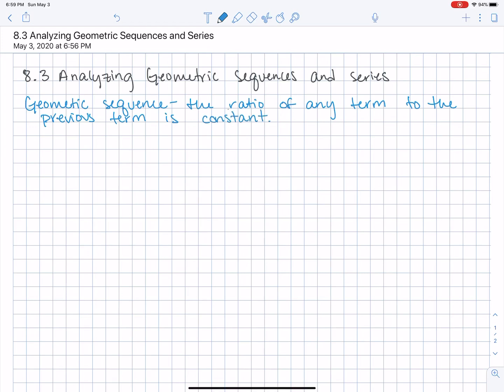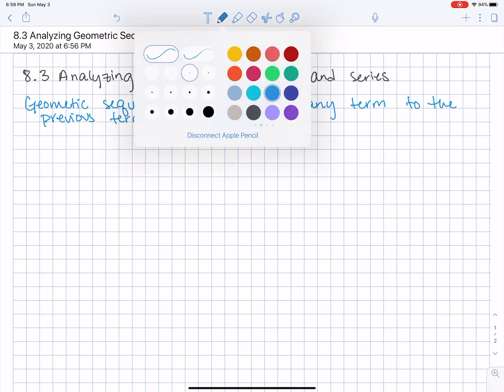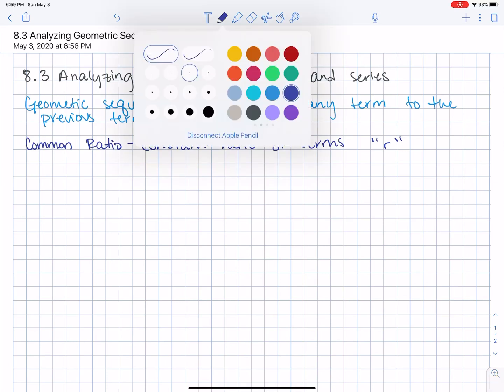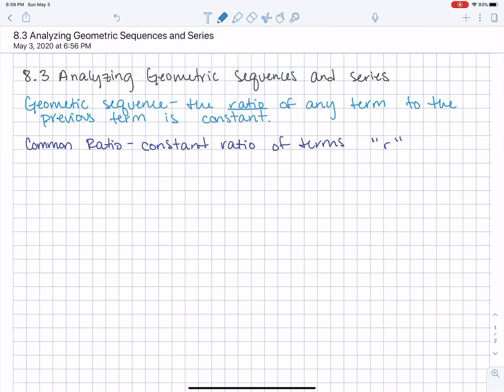And now we're working with ratio. So no longer difference, but ratio. And so now that we have ratio, we have this common ratio. And the common ratio is the constant ratio of terms. On this one, instead of using a D, we're going to use that R to denote it.